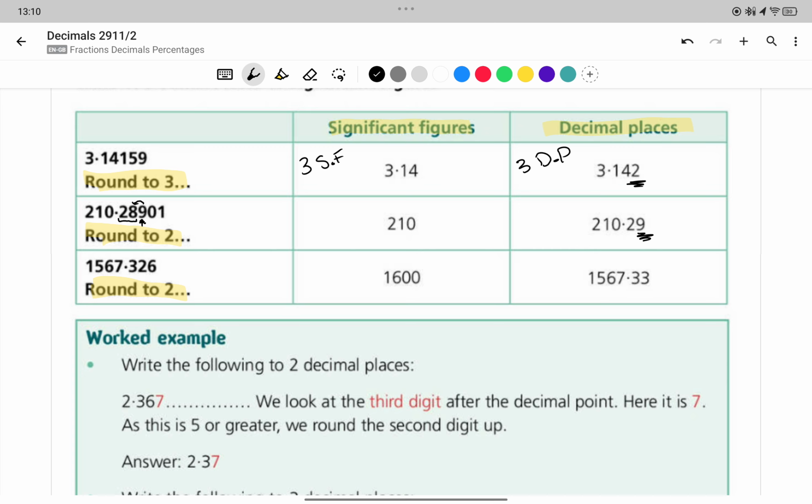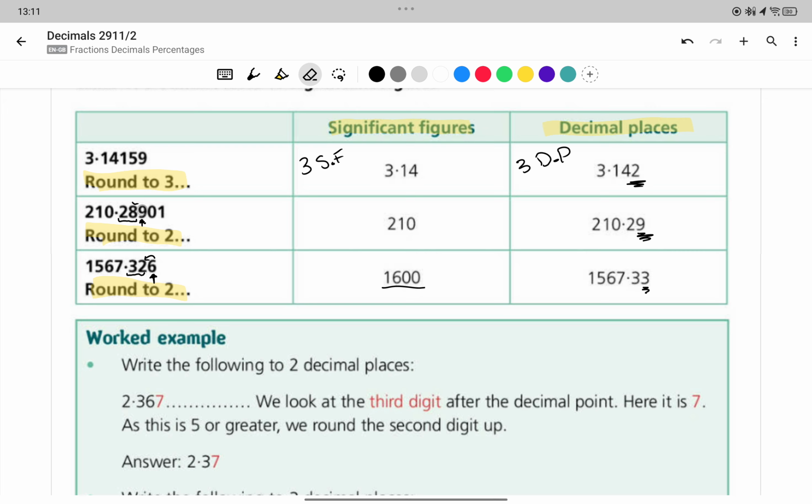And to 2 significant figures, you have 2 there, 1, 5. You look at the 6, is it 5 or more? Yeah. So that adds 1 to that 5, so you get 1600. And decimal places, we're going to look at 2 digits after the point, and the decider is the third one. Is it 5 or more? Yes. So that changes to a 3.